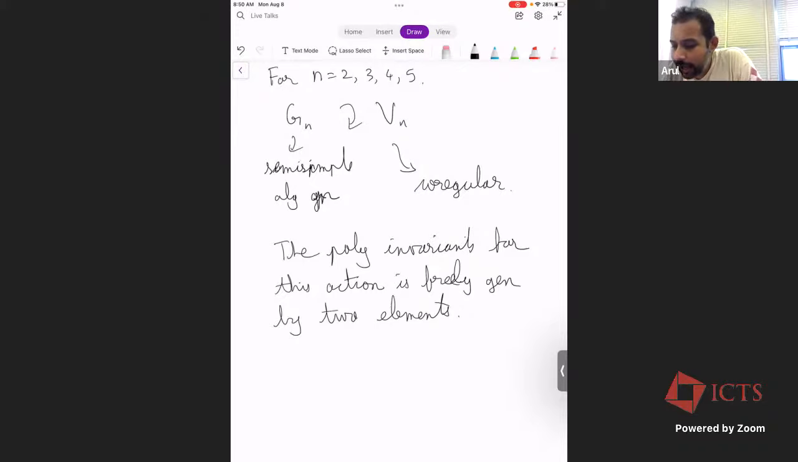And the point here is that the polynomial invariants for the action are going to be freely generated by two elements. And I'm going to give these two elements a name. Let's call them I and j. There are going to be two polynomial invariants for each of these called I and j. When n equals 2, we'll be able to write down what I and j are. When n is equal to 5, we won't be able to write them down. We just know they exist, but they'll be extremely complicated. But whatever, there are going to be some two elements, I and j.